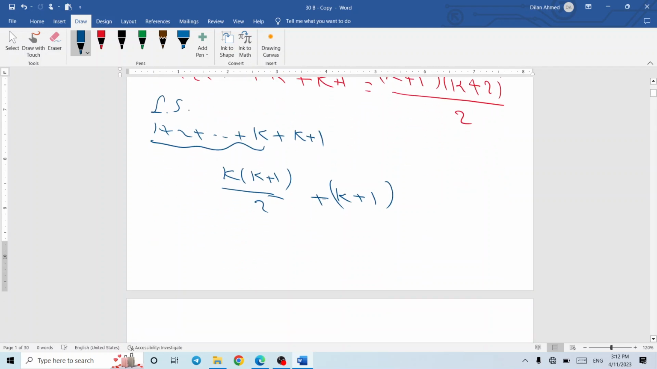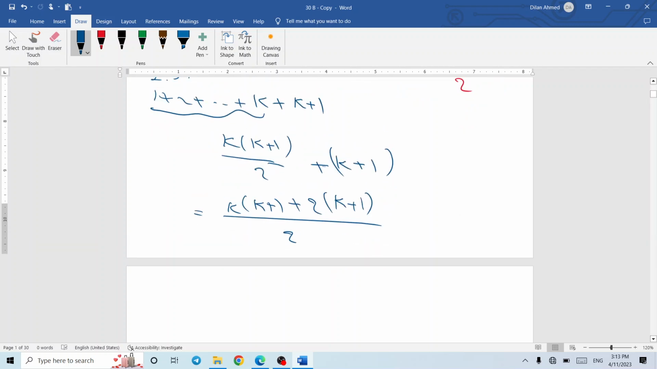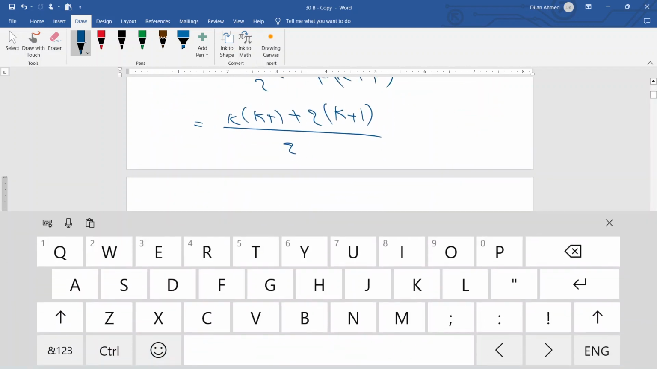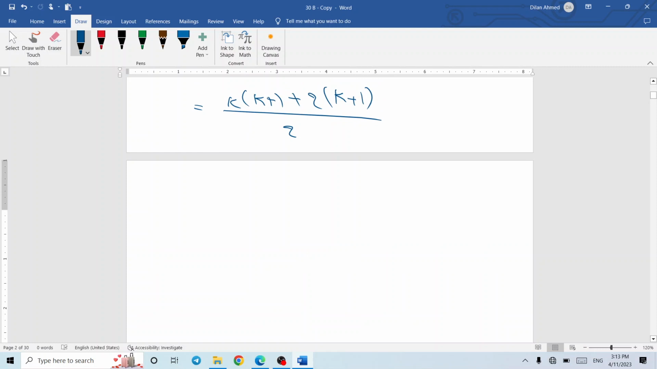Good. Now, we know we need to find the common denominator. Am I right? This is the common denominator. Clear? Good. And then I will get what? If I take k plus 1 as a common factor, you can use it like that. Look, taking out k plus 1, it remains what? K plus 2. Okay?